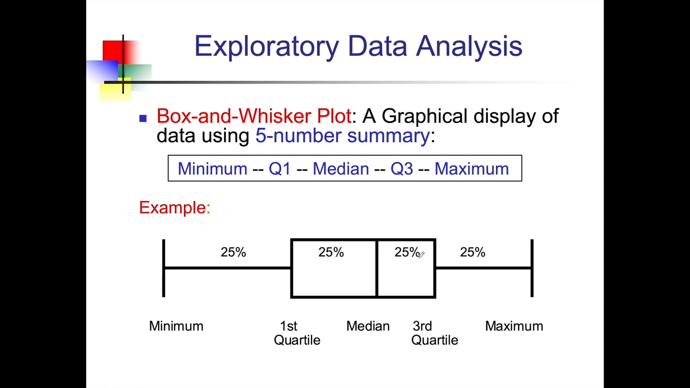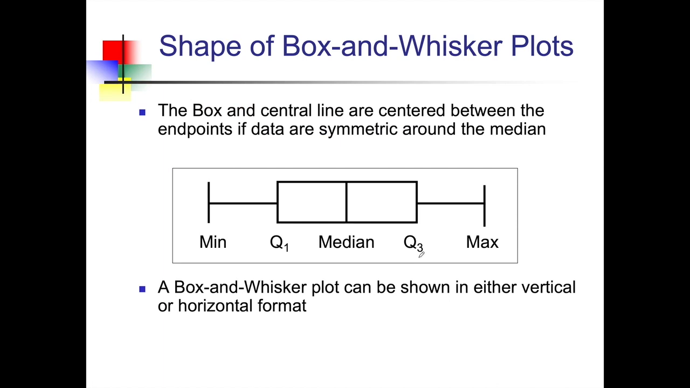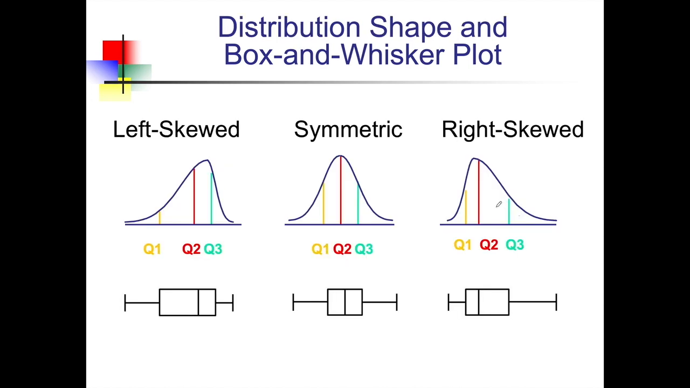Now, if the value of our median is exactly at the center, like this one, the box and central line are centered between the endpoints if data are symmetric. If they are symmetric, 50% is on the right, 50% on the left, around the mean. A Box-and-Whisker plot can be shown in either vertical or horizontal format. This one is a horizontal format; you can show it in a vertical perspective. If this is how your box plot looks, it is more likely a normal distribution. And if it's not symmetric, guys, this is the counterpart on the graph.